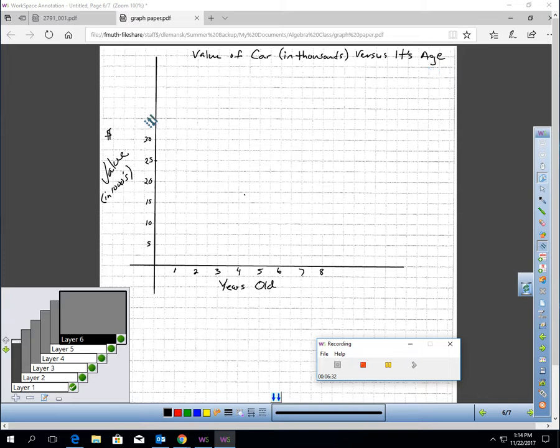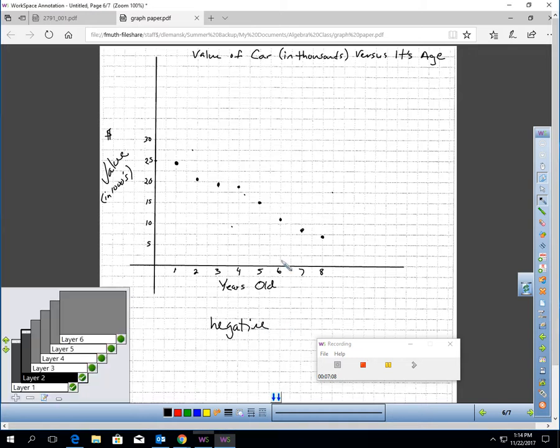So here's my value in thousands, and here's the age of the car. So I had to pick an appropriate scale and label my graph. Again, there were 8 data sets on this, so I have 8 points after I plotted these. You can definitely see a negative correlation to the data. This is definitely a negative correlation.